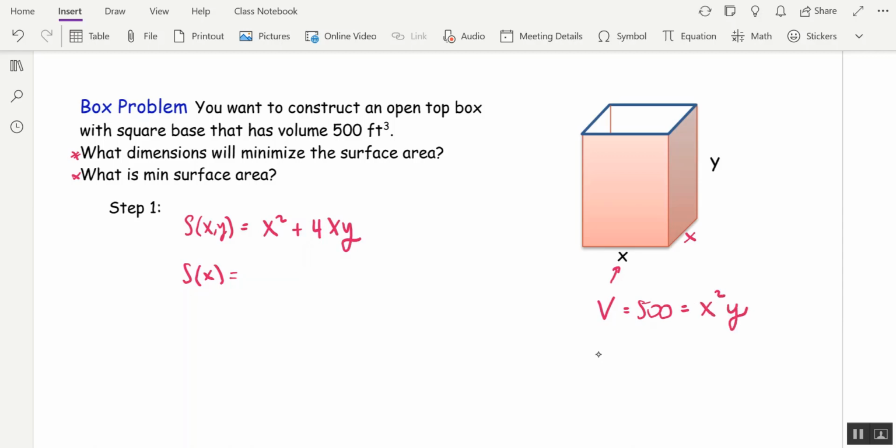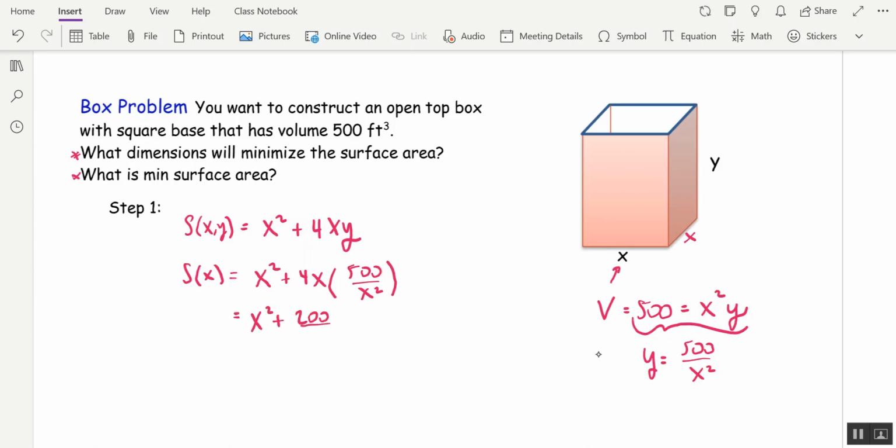So let's solve this equation for y. y is 500 over x squared. And we'll come back to that later when we get the dimensions of the box. We'll need that formula for the height. So over here in my surface area, I've got x squared plus 4x times 500 over x squared, which is x squared plus 2,000 over x. And our domain here is simply x greater than 0.